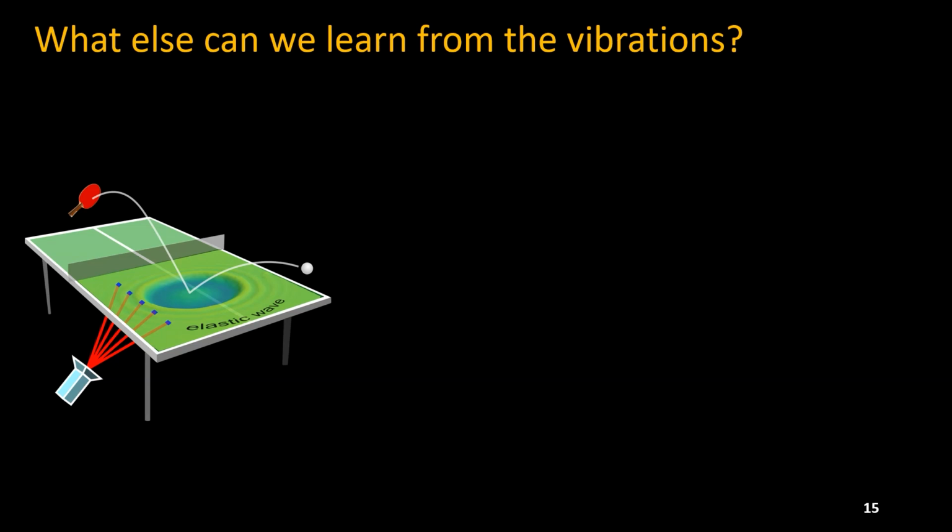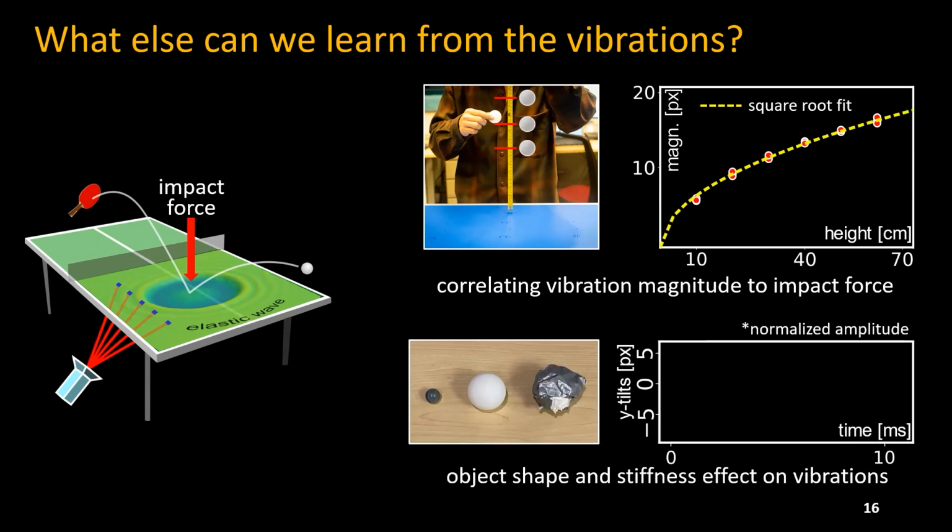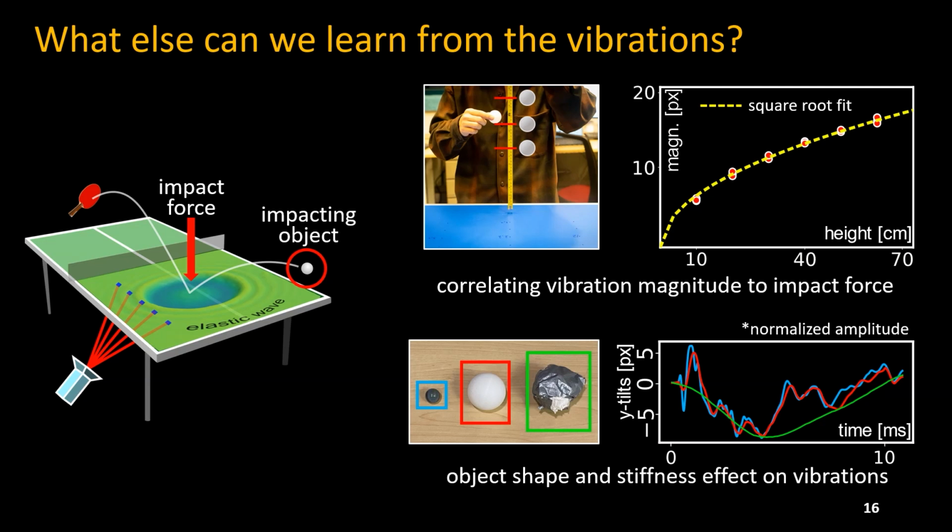Besides localizing the impact, we also show that the transient vibration's shape contains additional information about the physical interaction. For example, in this experiment, we dropped the ping pong ball from different heights and computed the peak vibration magnitude as a function of height. The plot shows a square root relation between the peak magnitude and the dropping height, which suggests that the ball's peak generated force could be inferred from the vibrations. Moreover, the shape and composition of the impacting object affects the spectral composition of the resulting vibrations. This suggests that the measured vibrations contain cues about the impacting objects as well.